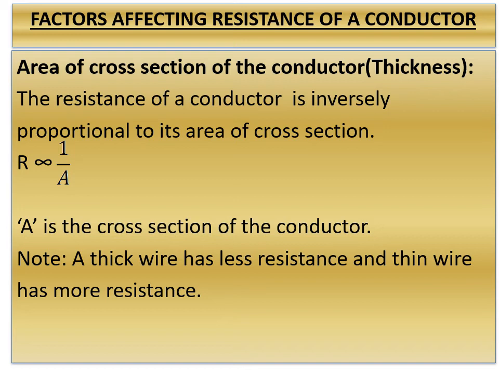That means a thick wire has a greater area of cross section and a thin wire has a smaller area of cross section. You have to remember. A thick wire has a greater area of cross section and a thin wire has a smaller area of cross section. As we know that R and A are inversely related, a thick wire has less resistance and a thin wire has more resistance.